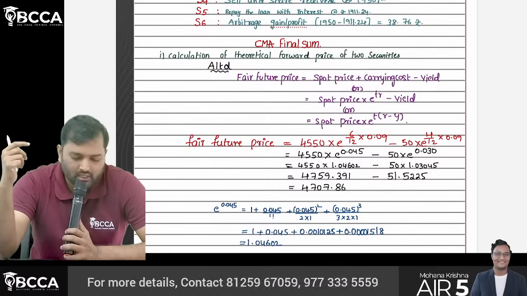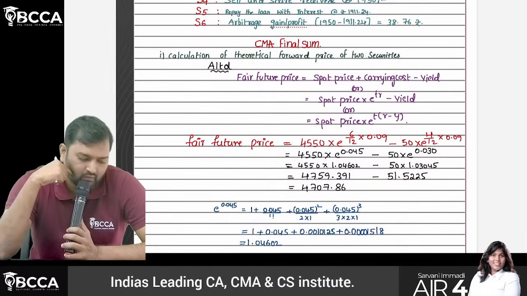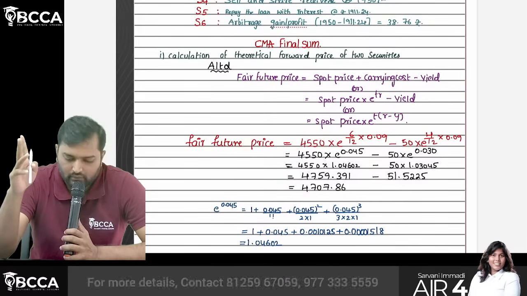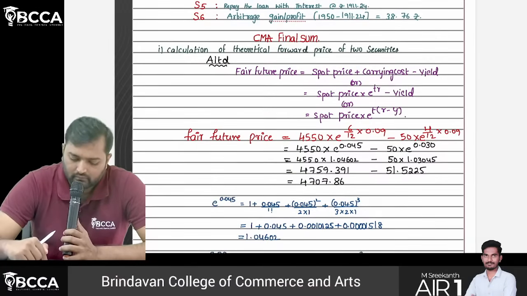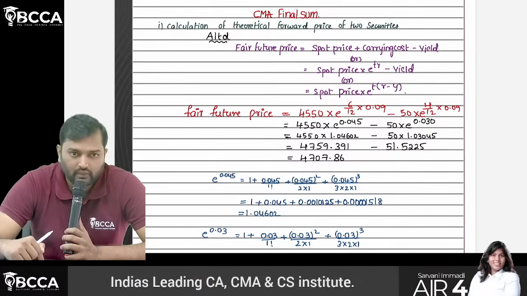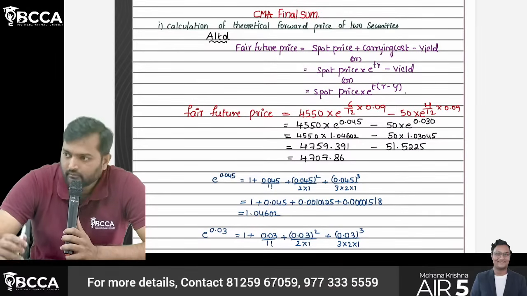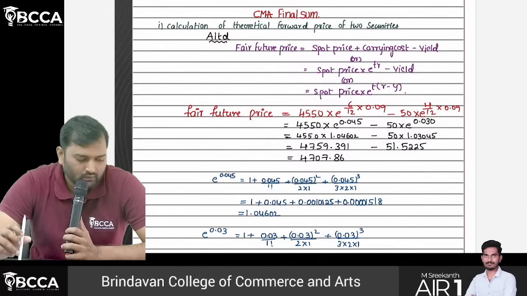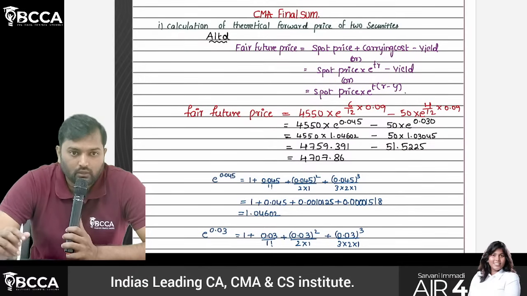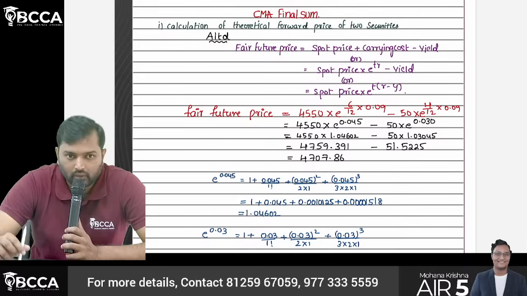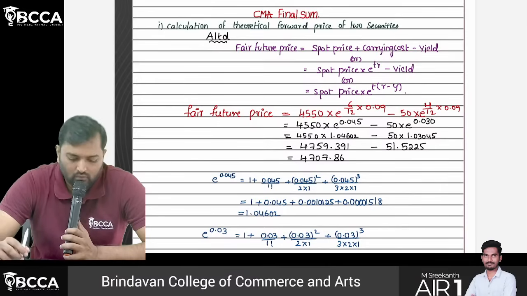So the calculation is 4550 into e power 6 by 12 into 0.09 minus 50 into e power 4 by 12 into 0.09. You know how to find out e power 0.045. How do we get e power 0.045? 1 plus 0.045, plus 0.045 square divided by 2 into 1, plus 0.045 cube divided by 3 into 2 into 1. So what is the factor? 1.04602.